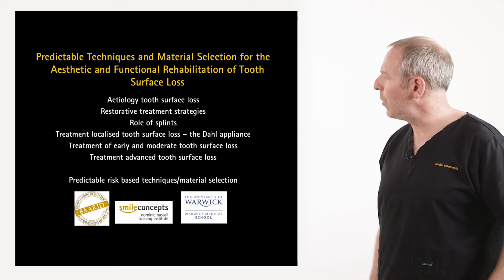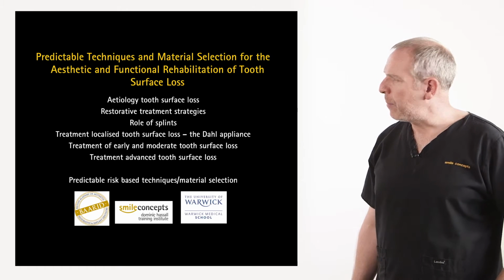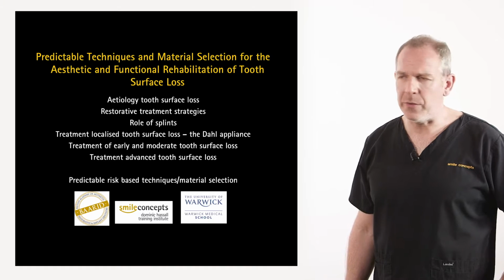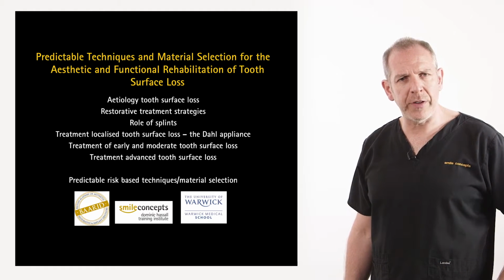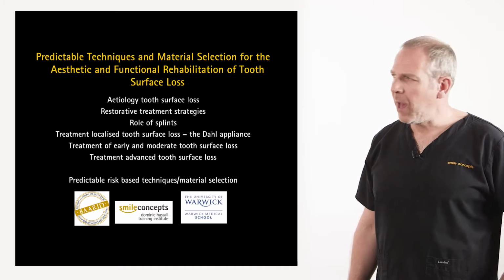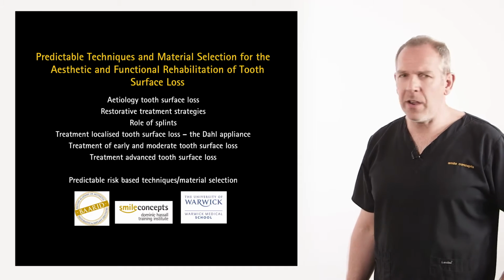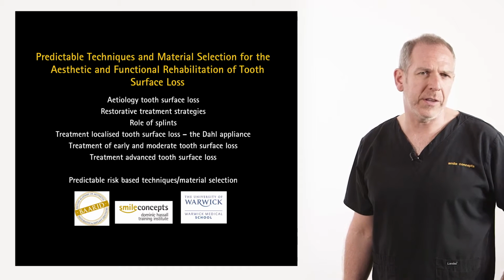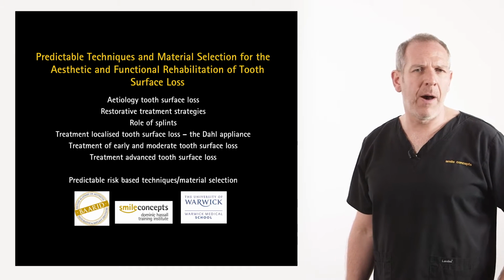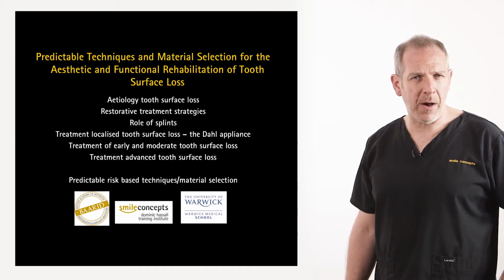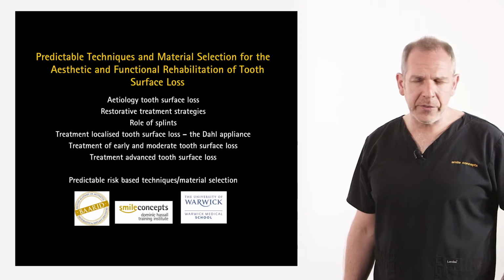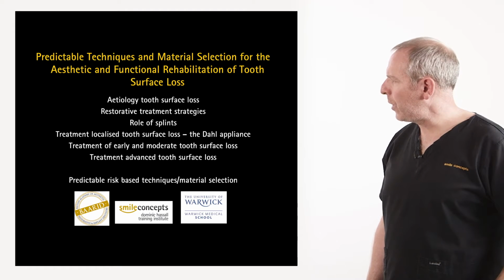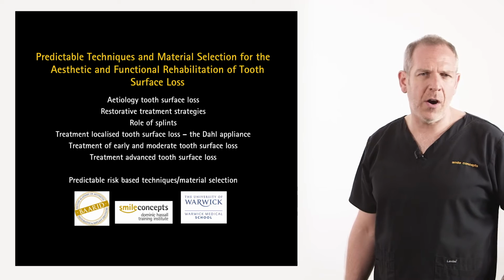Well, during this overview lecture, we're going to look at the prevalence and the etiology of tooth surface loss. And we're going to look at the general restorative treatment strategies. I'm not really going to be focusing on prevention during this lecture. So do bear in mind that prevention is obviously a big part of treating these cases. We're going to look at the role of splints, and then we're going to look at a range of cases.